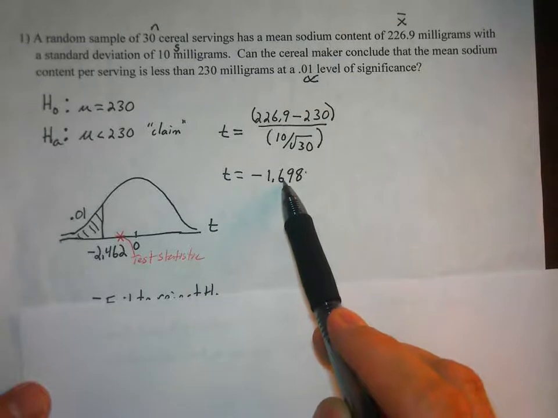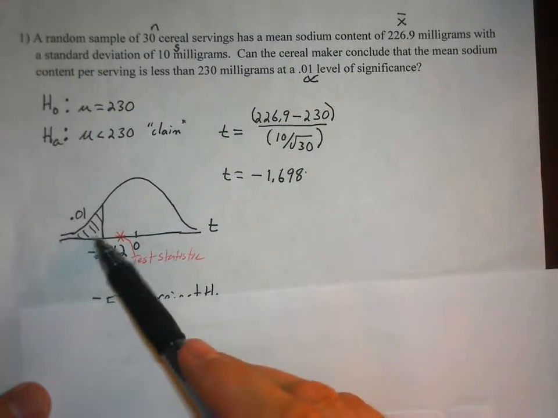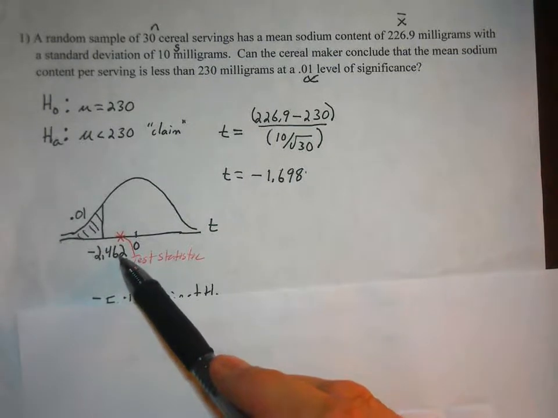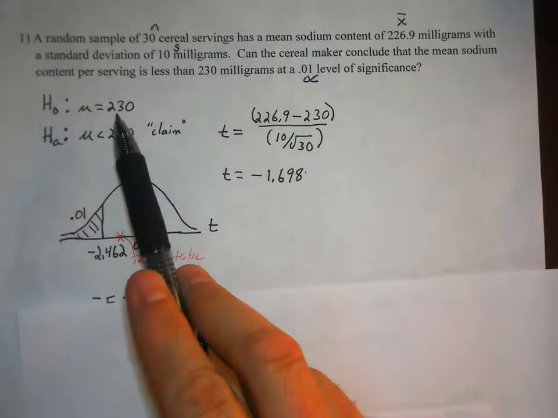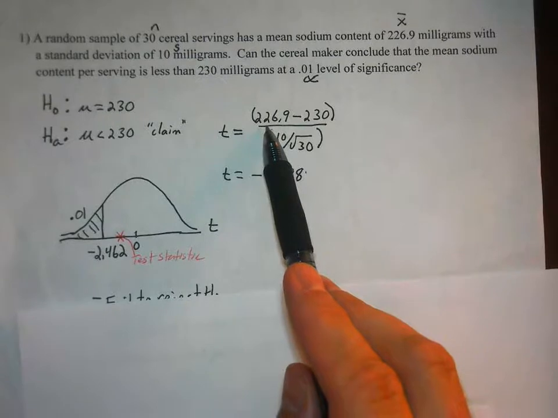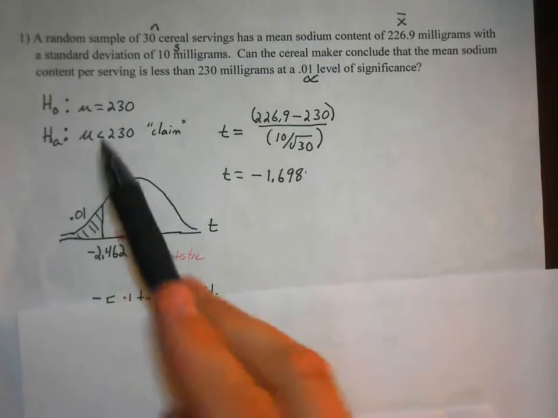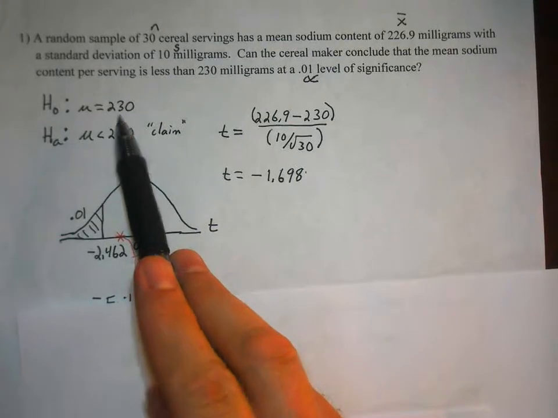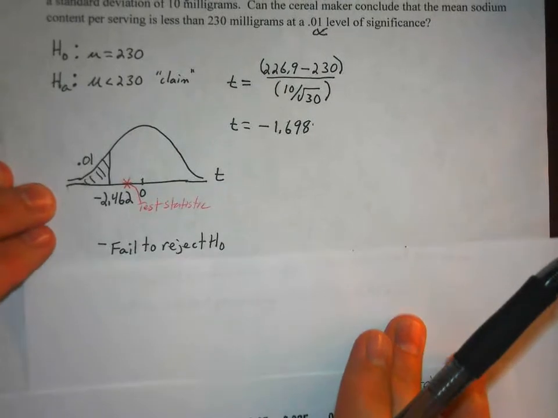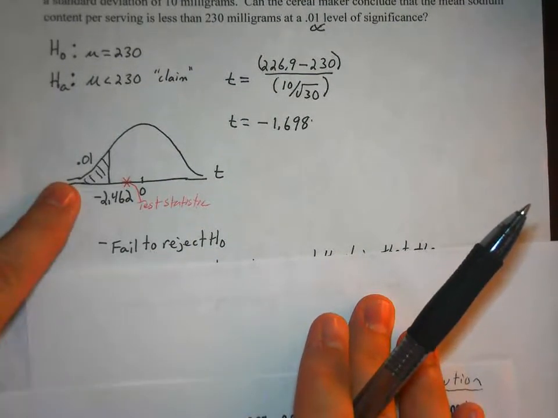and we get negative 1.698, which we can see is not past to the left of negative 2.462. So basically saying that if the mean really were 230 milligrams, then the sample that we collected of 226.9 would not have been unusual enough to say that that mean was wrong. Okay, so our decision about H0 is to fail to reject H0. Okay, we're not in the rejection region here.